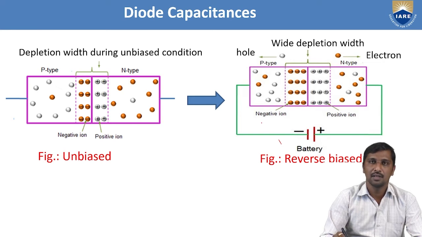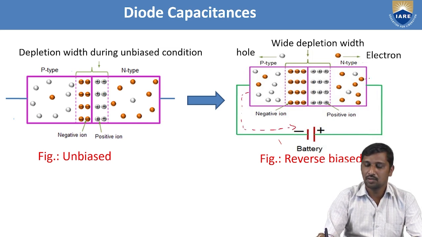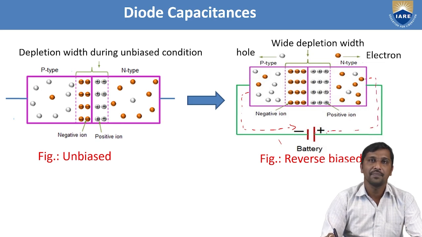Under this condition, the majority charge carriers are not diffusing from one region to another region, but the majority charge carriers of P type and N type are attracted towards the battery. So here the holes are moving towards the battery, and here the electrons are moving towards the battery. That is the reason: whenever the charge carriers leave this place, it creates an empty space, and that is the reason it increases the depletion width under this reverse biased condition here.